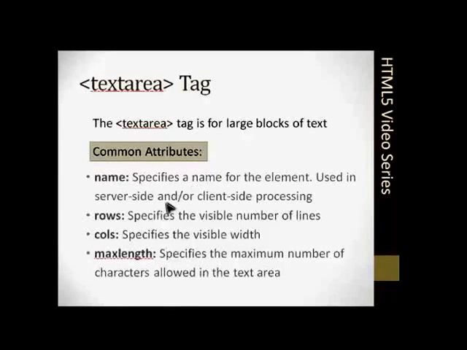And the text area tag takes the name attribute just like the input and pretty much the rest of the input type tags, and it has a rows and a cols attribute. The rows would specify the length, the number of lines of the text area, and the cols would specify the visible width, so it would be the number of vertical columns. Now we have the maxlength attribute, which would specify the maximum number of characters allowed in the text area. This is just like the max attribute for the input tag that we just talked about. So those are the basic attributes for the text area tag.